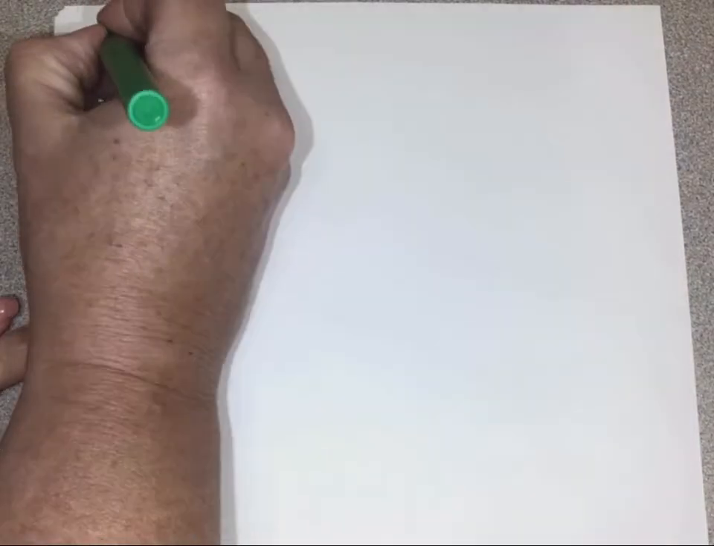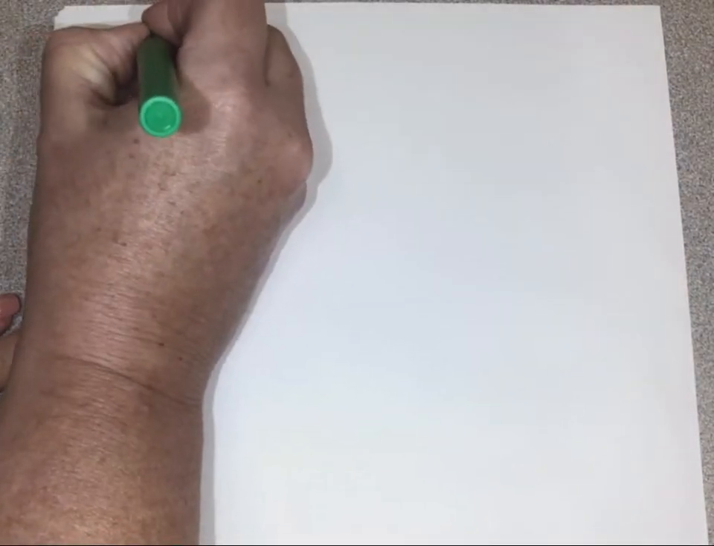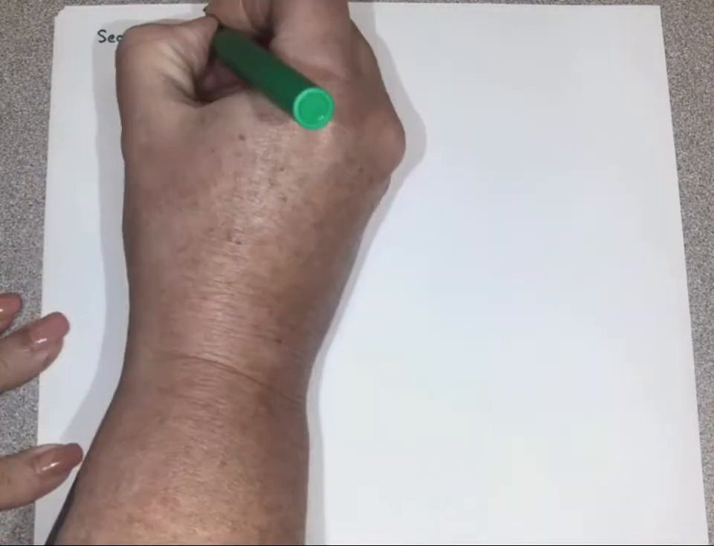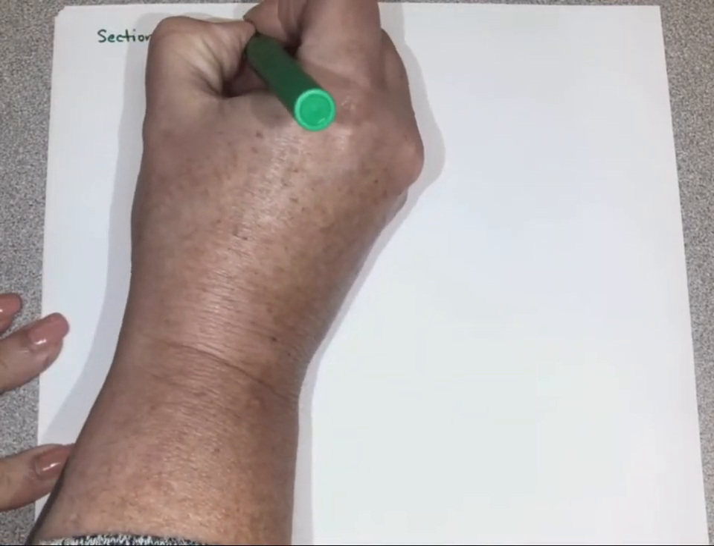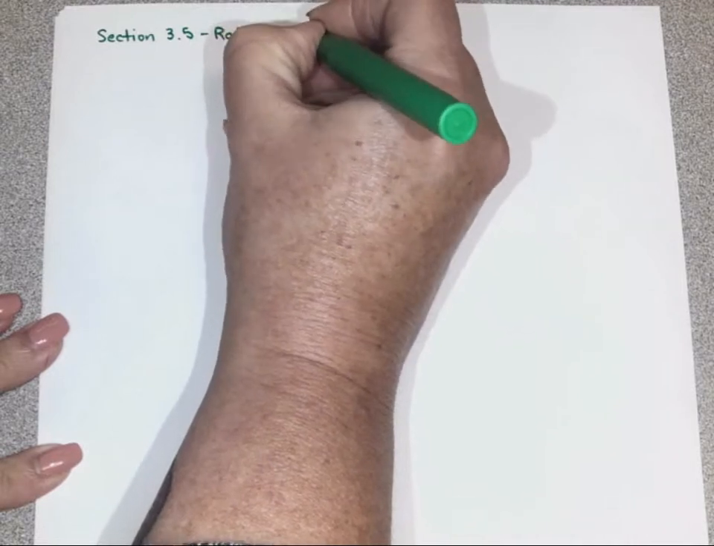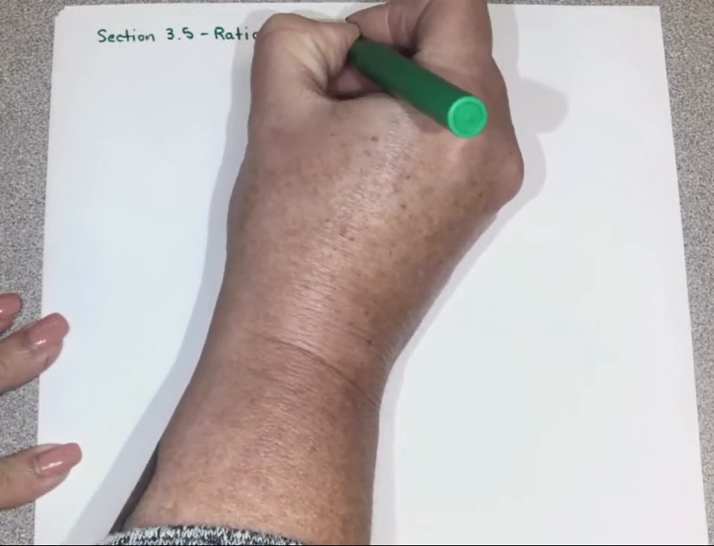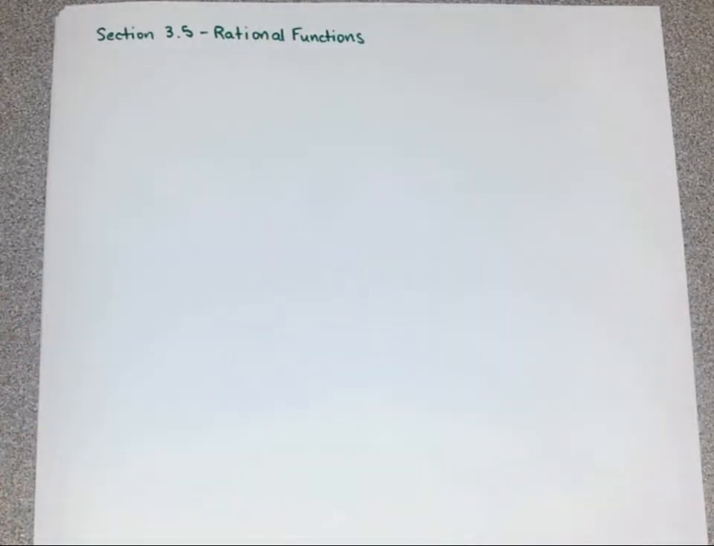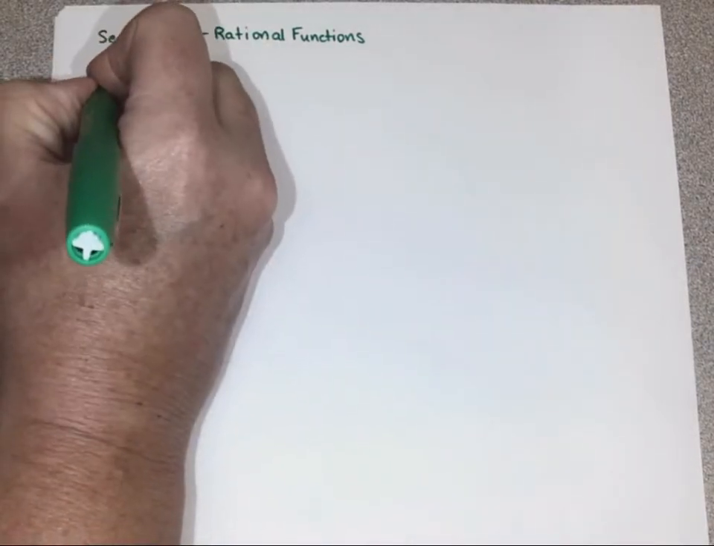Okay, so like I said, we're going to be looking at section 3.5 today. So we've practiced how to graph lines so far. We've practiced how to graph parabolas or quadratic functions. We've even practiced how to find all the pieces to a polynomial, and so today we're going to talk about a different type of function called a rational function.